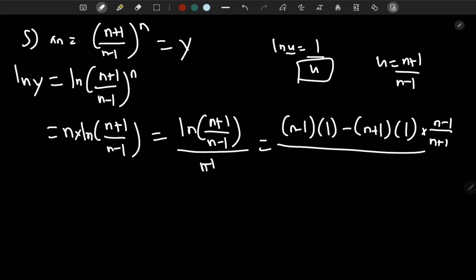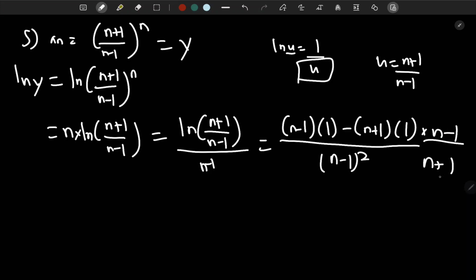And one thing that I forgot to add over here for the quotient rule is that it is over the denominator squared. So here is n minus 1 squared. So remember all your formulas, and that's it. Here I'm going to write this part over n plus 1 and everything again over the derivative of n minus 1, which is going to be negative n to the negative 2.